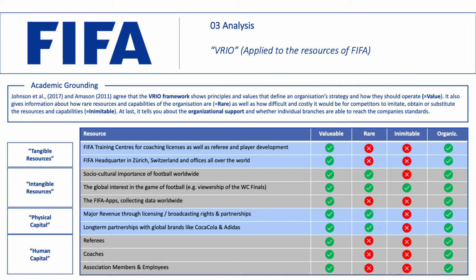Thank you, Kenny. The next analysis method that we're going to take a look at is the VRIO model, which, citing Johnson and his colleagues in 2018 and Amazon 2011, characterizes value, rarity, inimitability, as well as organizational support for the resources and capabilities of the organization. We have applied the VRIO framework to the resources of the FIFA Association, separating tangible and intangible resources, as well as physical and human capital.